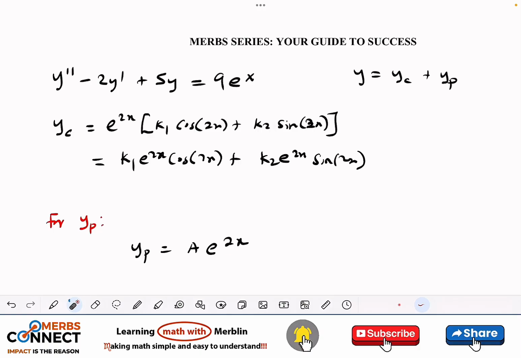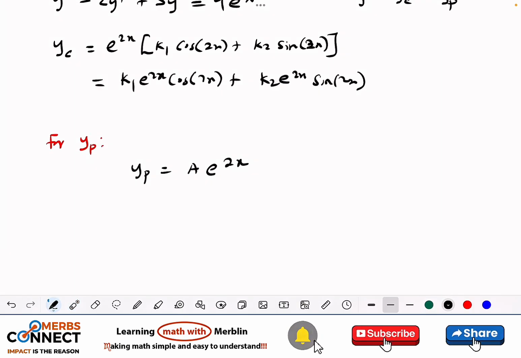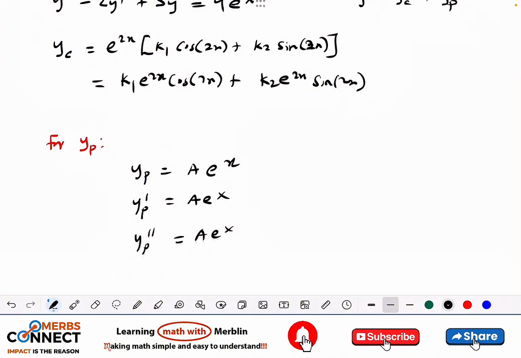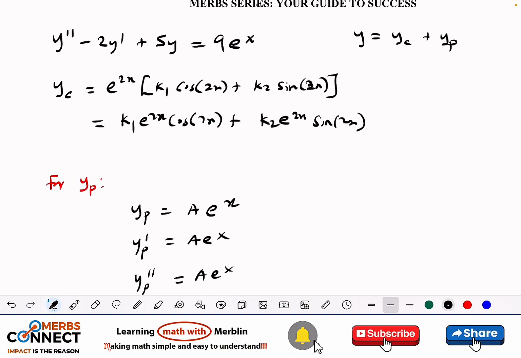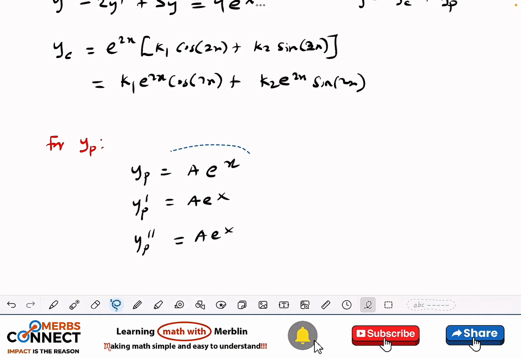Yes. So even if this one is 2, since this one is not the same as that, we don't go through the same process again. This is still the same thing as that. So y prime is going to give us the same thing, and then y prime prime is going to give us the same thing again, because when I differentiate e to the power x, I get the same thing. Let's do substitution and let's go.